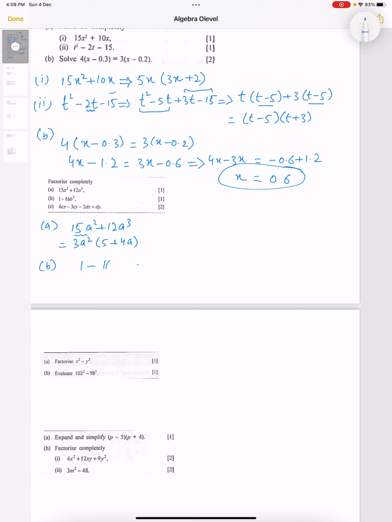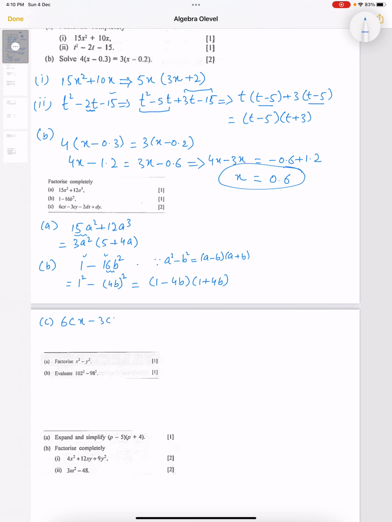B part. 1 minus 16b squared. You should be careful in this kind of question, since 1 is the square of 1 itself and 16b squared is the square of 4b. Whenever there is a negative sign and there are two terms, most of the time this case happens that both terms are squares of some number. So you should be careful because we are going to apply this identity now. a squared minus b squared is equal to (a minus b)(a plus b). So that becomes (1 minus 4b)(1 plus 4b). Right? That's the answer. Now C part.